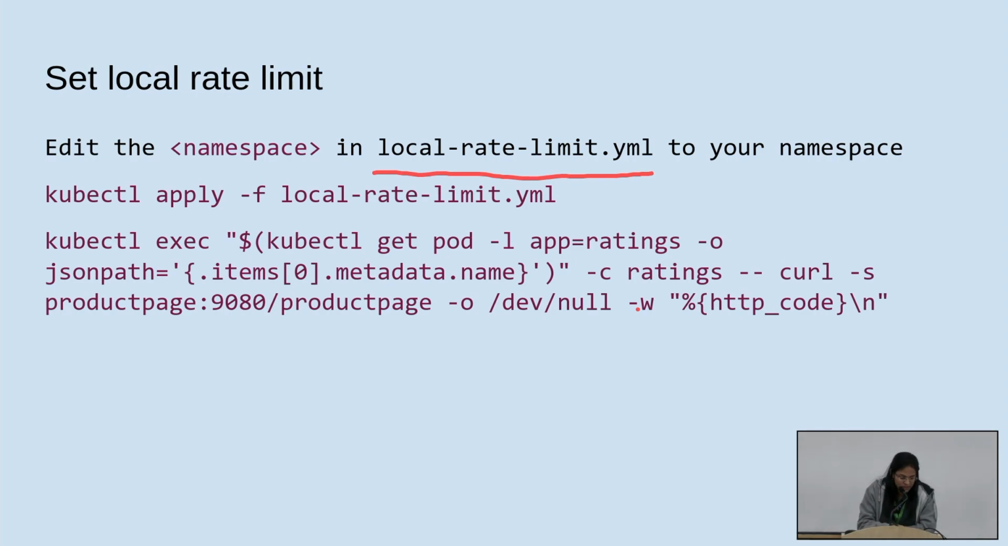First thing you have to do is there is this namespace in quotes. So you have to remove these quotes and put your namespace name instead of namespace here, right? Replace whatever is there, remove the less than greater than sign and replace the namespace with your namespace name. And once you've done that, apply that file in your namespace.